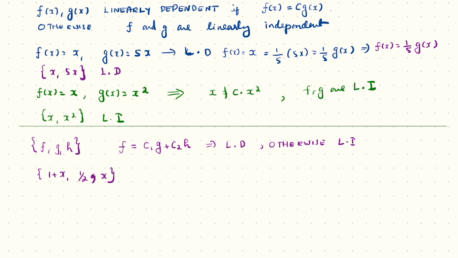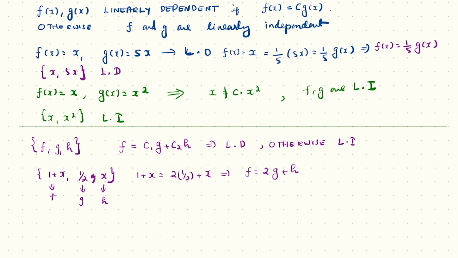That this set is linearly dependent. The reason is that I can write 1 plus x as 2 times (1/2 plus x). In other words, what I did here is write my f as 2 times g plus 1 times h. If you call this f, this g, and this h, you see that we can write that.